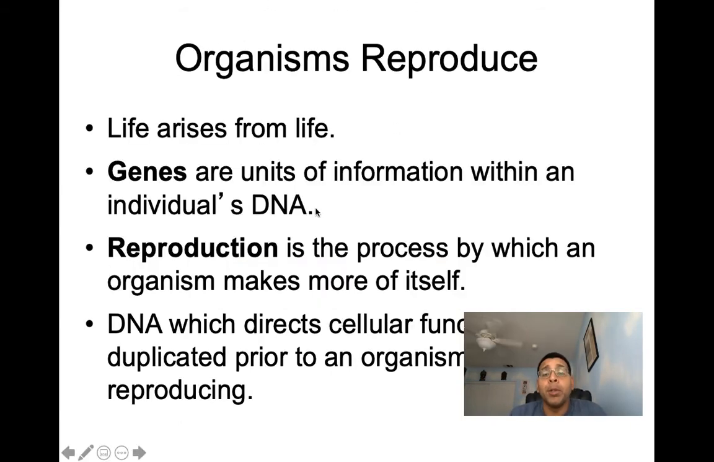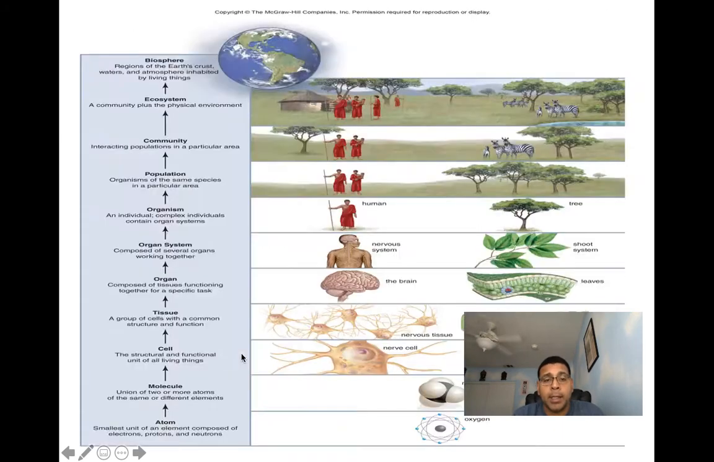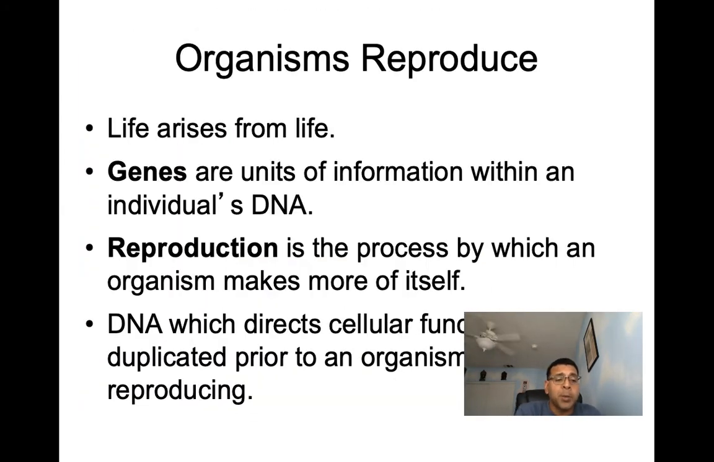Organisms reproduce. So here you can see reproduce. We'll go through each of these through the slides. Organisms reproduce. Life comes only from life. The information encoded in genes within each individual's DNA contains instructions that are going to direct organismal reproduction and lots of other activities as well.